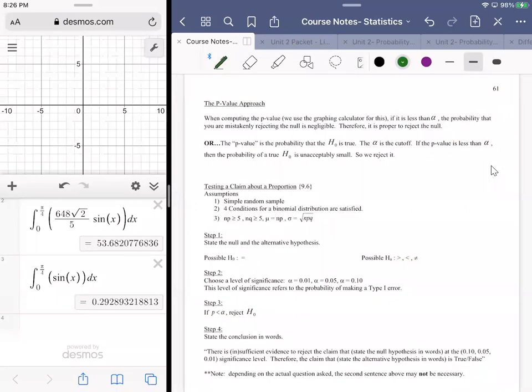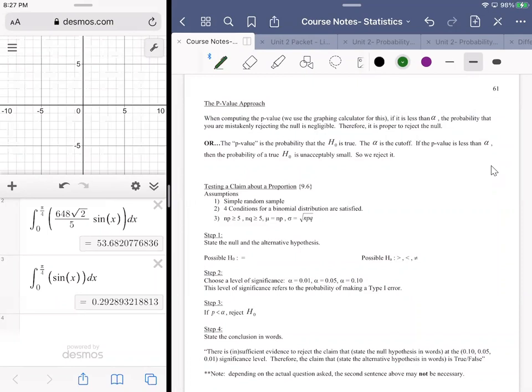All right. So we're going to talk about the p-value approach. The p-value approach is a comparative value that we use when determining whether there's significance within a test. There's a couple of things that we have to do in order to come up with the p-value, but it's really not that crazy.